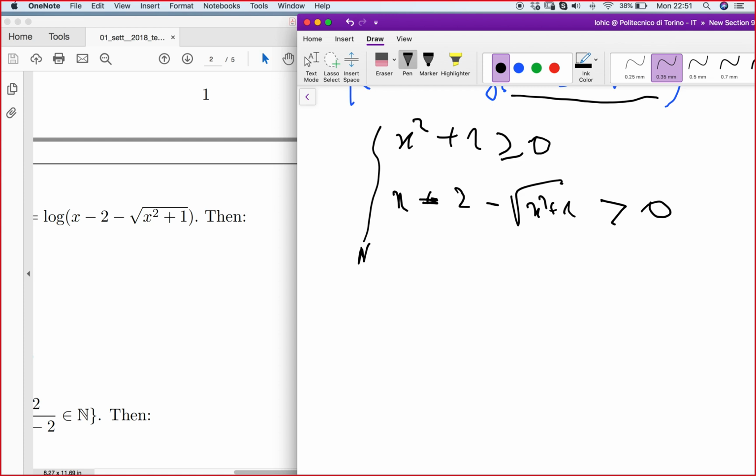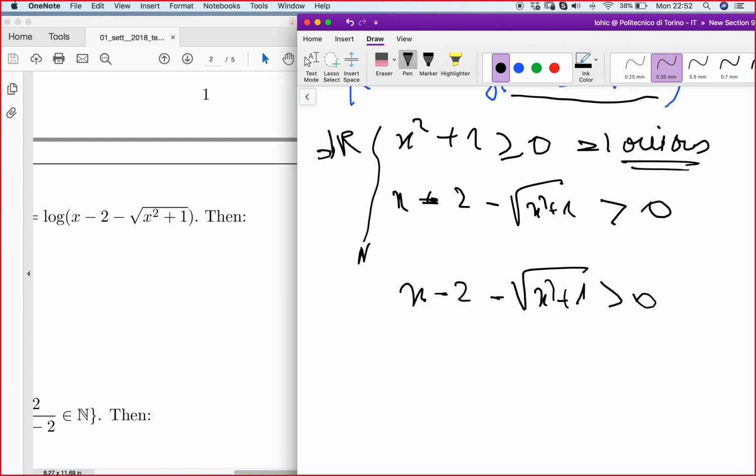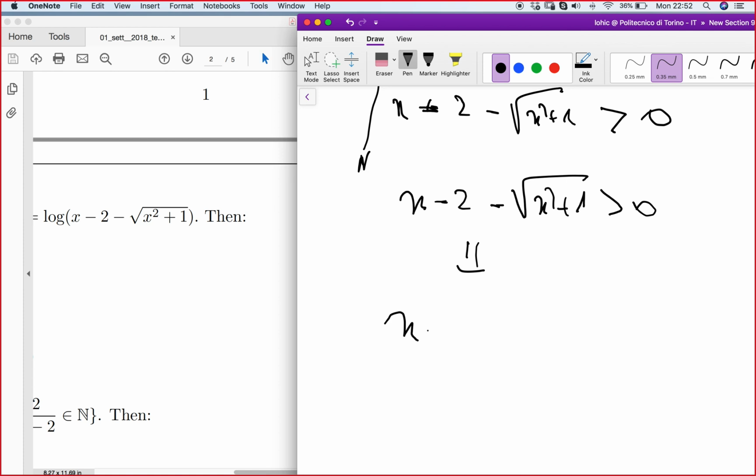Then the first condition is obvious. Its solution is R. X squared plus 1 greater or equal than 0 is trivial. When something is trivial, you can forget about it, because it holds whatever x is. So we just need to solve the condition x minus 2 minus the root of x squared plus 1 greater than 0, right? That leads to x minus 2 greater than the square root of x squared plus 1. Is that clear?